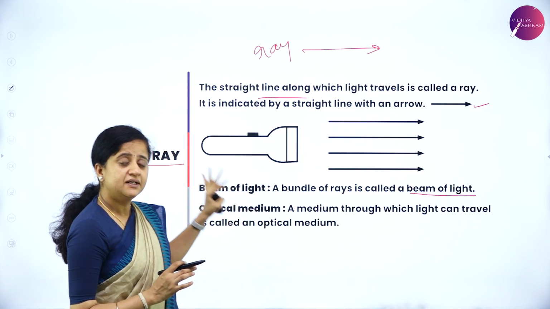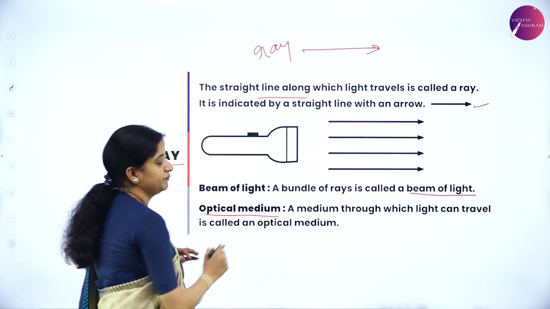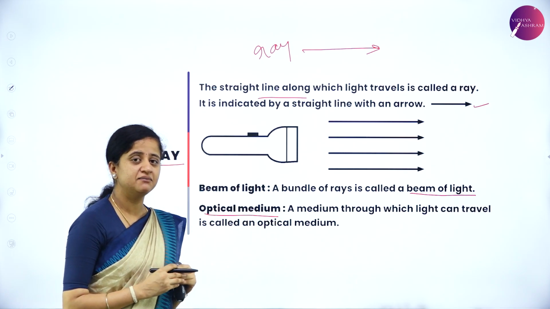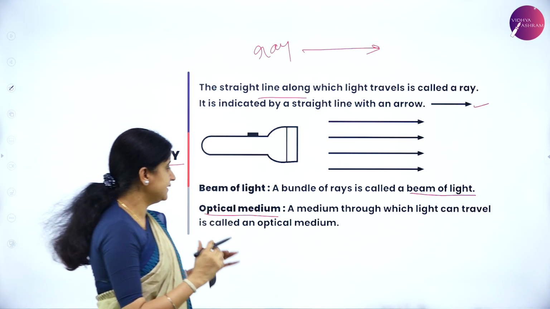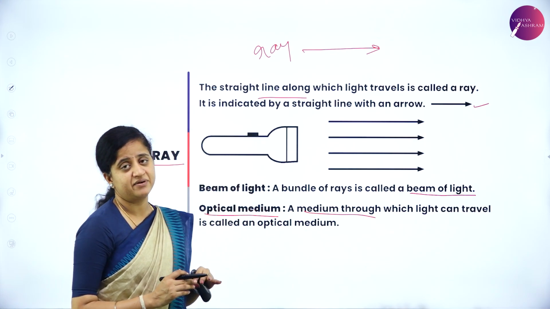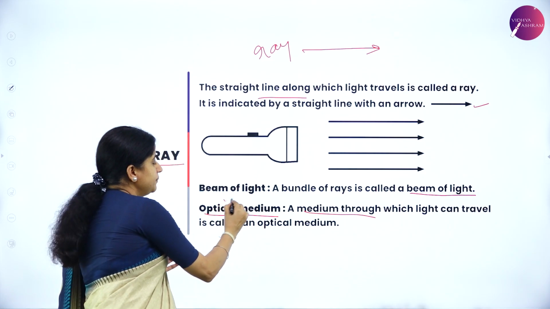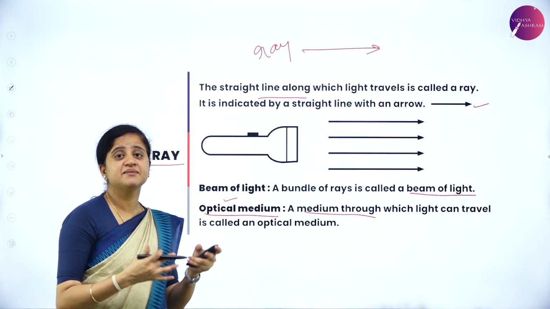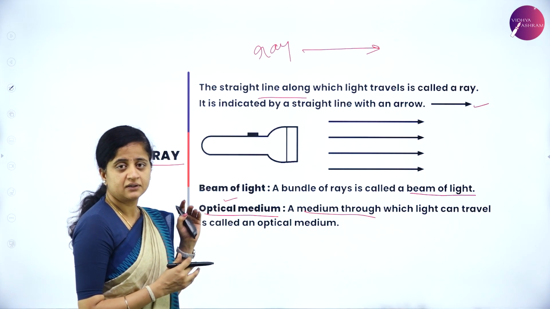So the next important term to understand the ray optics is optical medium. What is the meaning of optical medium? Why do we call optical medium? It's nothing but a medium through which a light can travel. Any medium through which a light can travel, we'll call it as optical medium. So these are the basic terminologies we'll be often using in the study of ray optics.